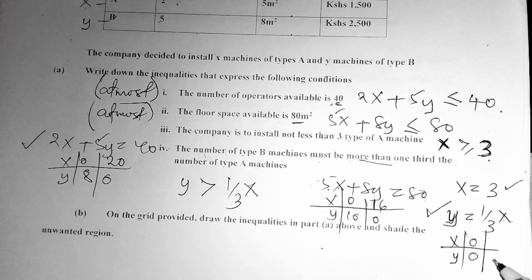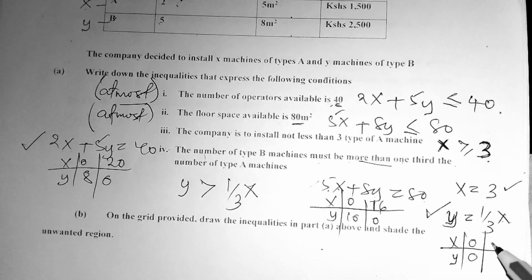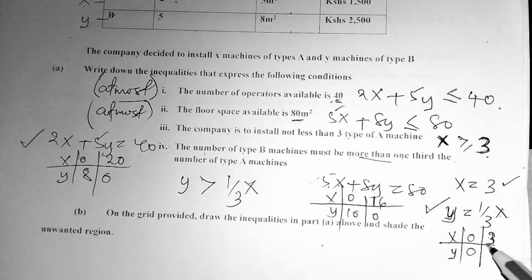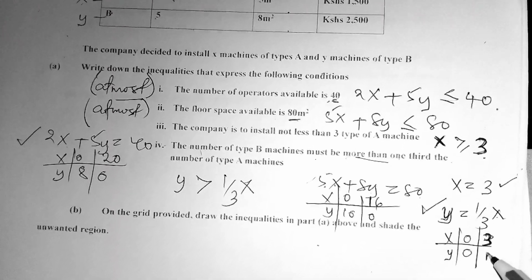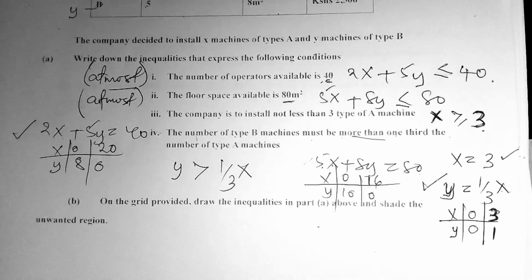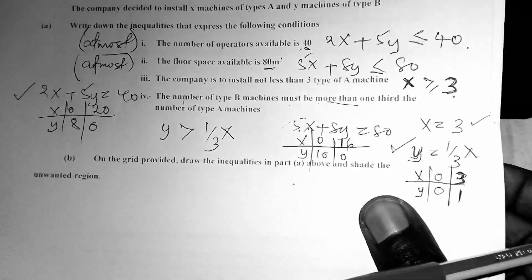Then when x is 3, y will be a third times 3, which is 1. So if you have those 2 points, you're good to go.